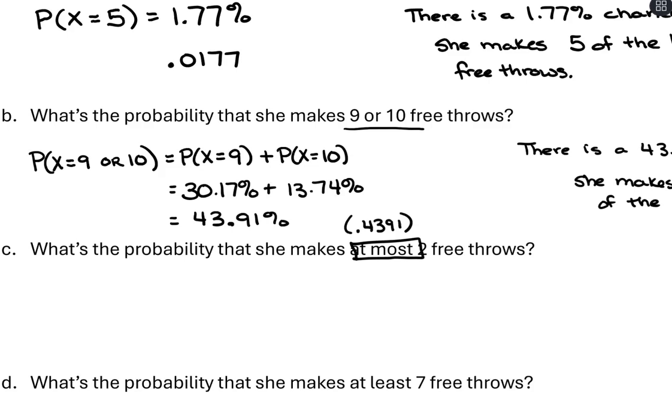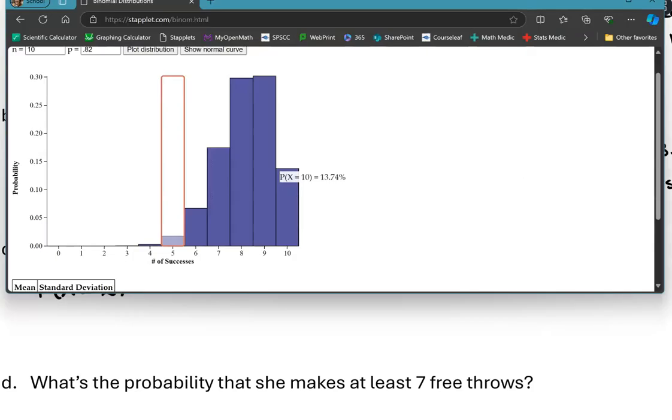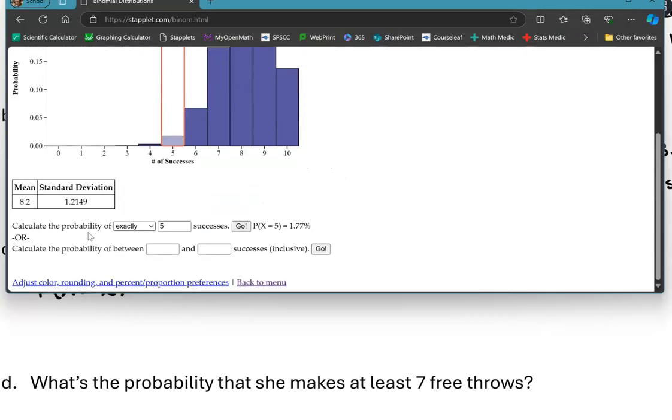So I want 2 to be the largest thing. So I want the probability of x, and x is going to be less than or equal to 2. So that's the notation that I would interpret from the wording of the problem. So what I'm going to do is then go to Stapplet, calculate the probability of, and I'm going to use the drop-down menu to find at most. I'm going to plug in 2, go, and I'm seeing 0%.